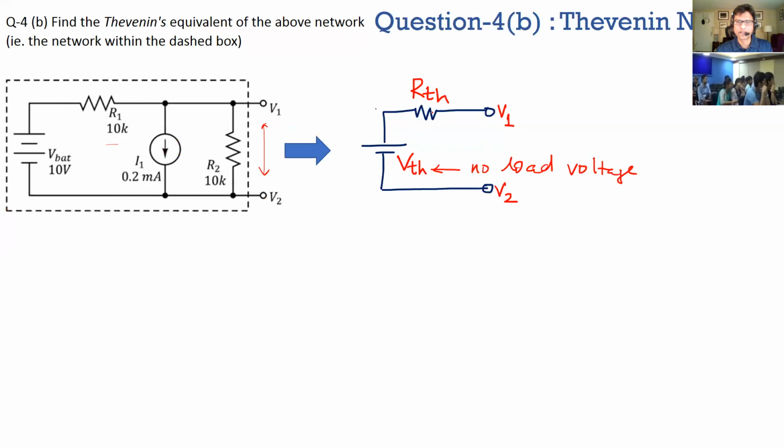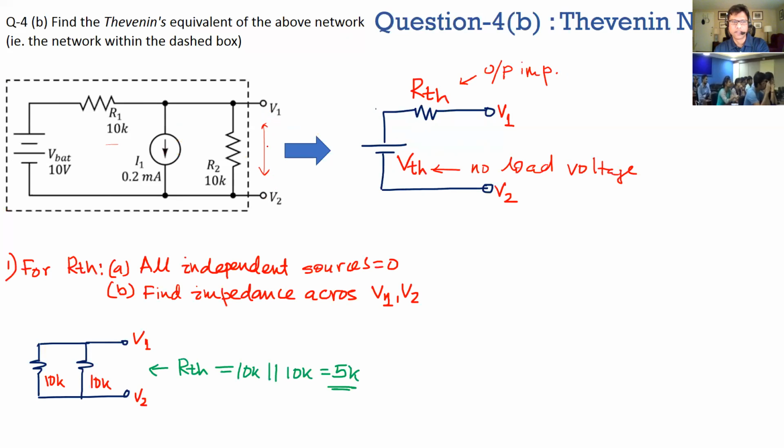And then this RTH is the output impedance. It's the output impedance when all independent sources are 0. Okay, so we'll see how we do that. For RTH, as I said, you set all independent sources to 0. So open this, short this, and all it is is two 10Ks in parallel, and that's 5K. So your RTH is 5K.